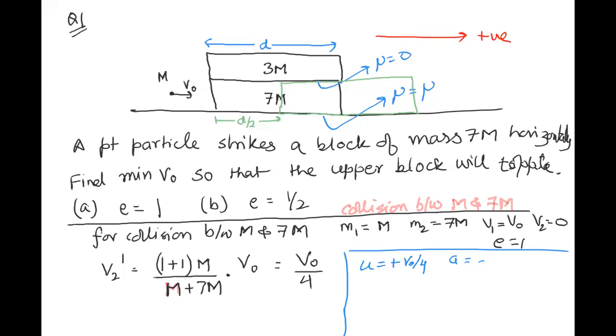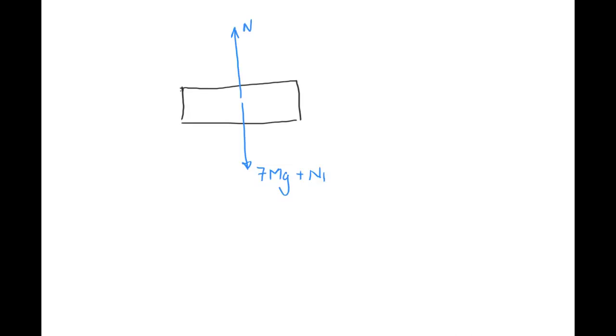Why is it like this? So to find the acceleration, all I have to do is draw a free body diagram. So we have 7mg plus n1, n, and whatever the friction is, it is going to be mu n, right? So now n1 we know is 3mg from the upper block.